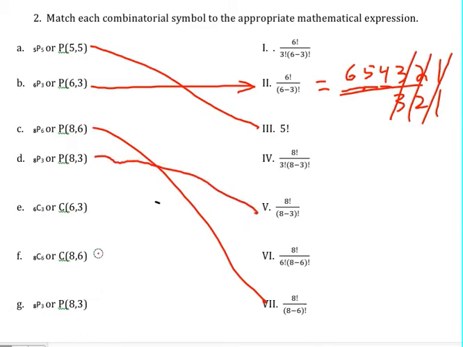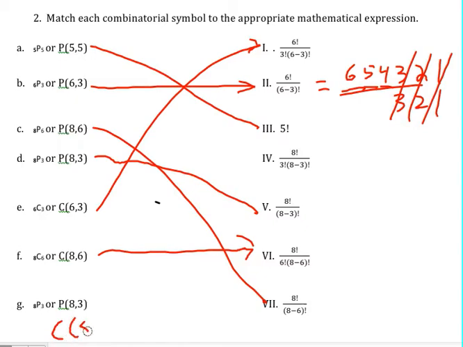And then we get into those combination ones. 6 choose 3 has that very specific combinations format to it. 8 choose 6 has that specific combinations format. And then this was, I think, a typo on first period, but this should have been a choose question. This was supposed to be 8 choose 3, which should be our last value.